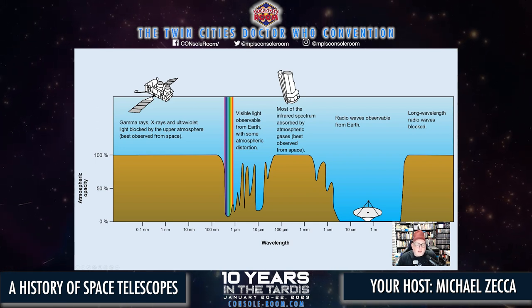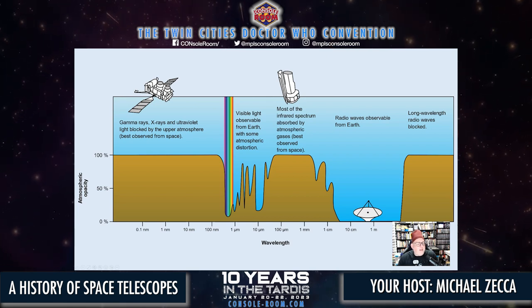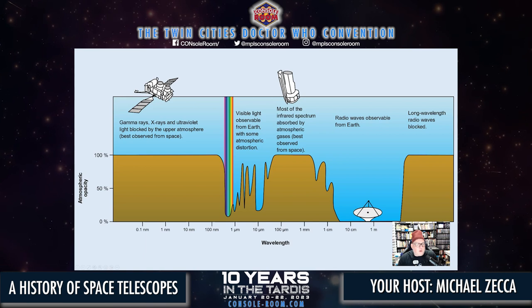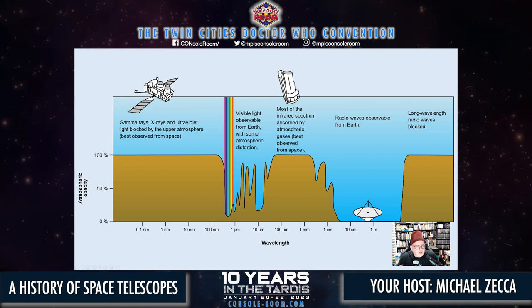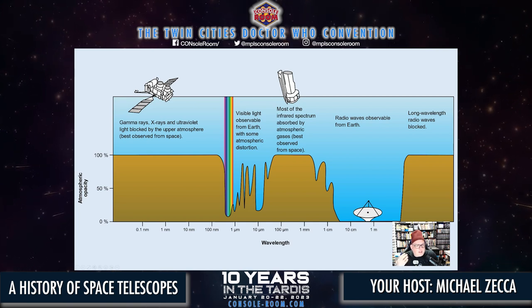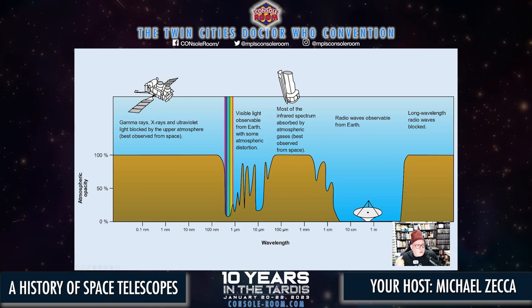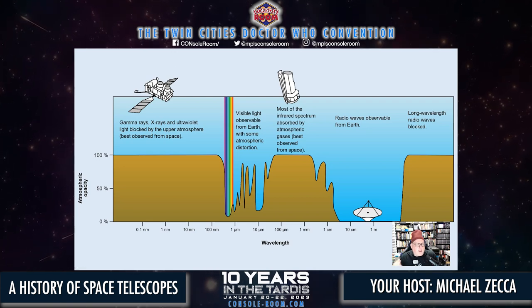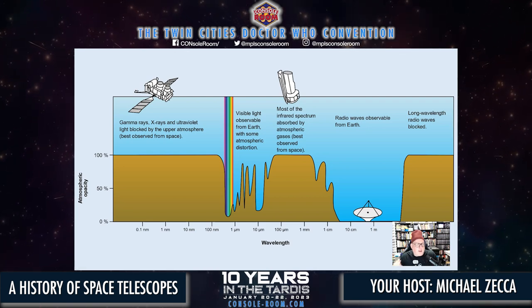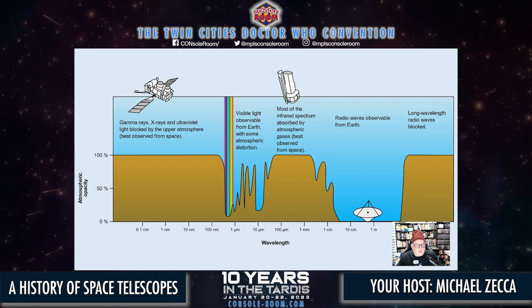Now you will notice here with the visible light, some of the visible light is absorbed by the atmosphere. Not a lot, but some. And that does create some distortion. Also with the way wind is moving and the way the atmosphere is churning with weather and all, you get some distortion. So another reason to put a telescope into space is that you can get a crisp, clear image of things that are outside the Earth's atmosphere.